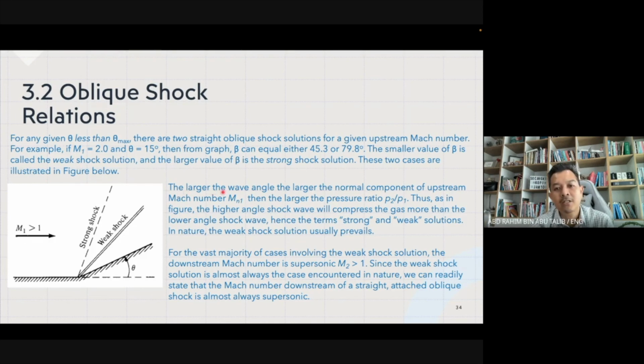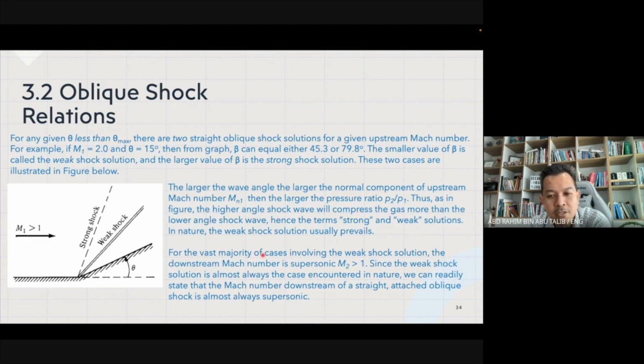The larger the wave angle, the larger the normal component of the upstream Mach number M_n1, and then the larger the pressure ratio, P2 over P1. Thus, as in the figure, the higher angle shock wave will compress the gas more than the lower angle shock wave, and the terms strong and weak solution are used. In nature, the weak shock solution usually prevails.